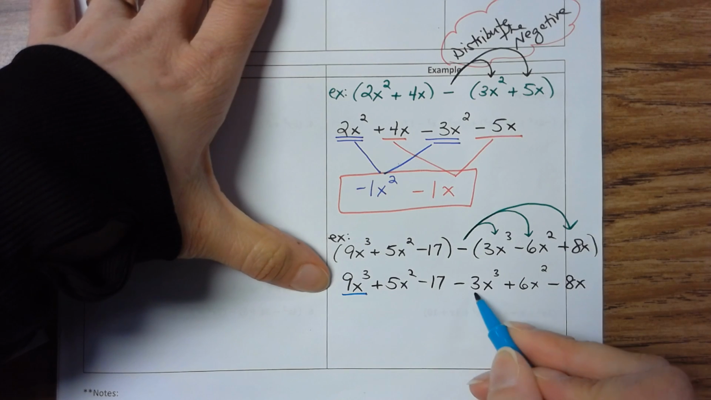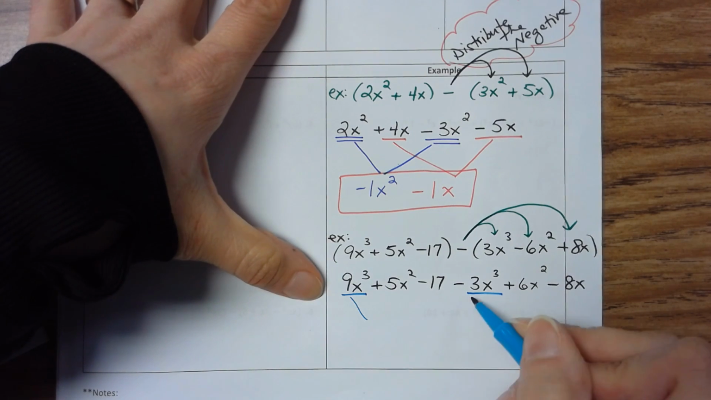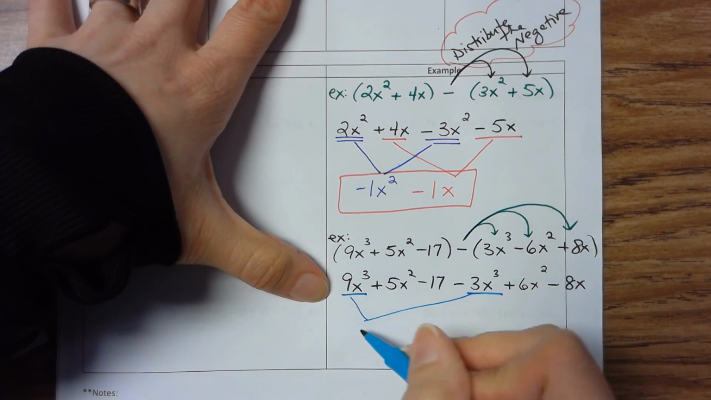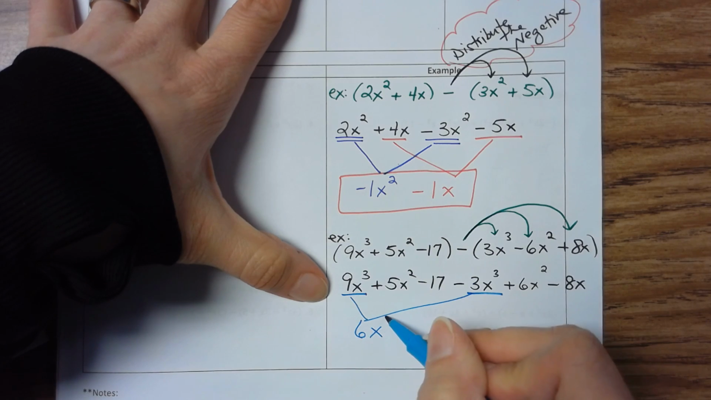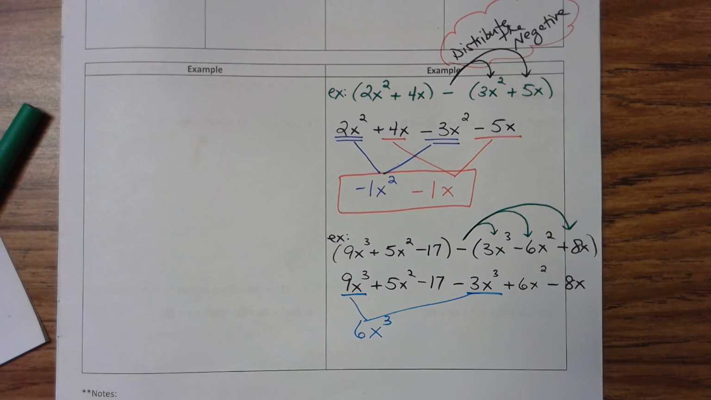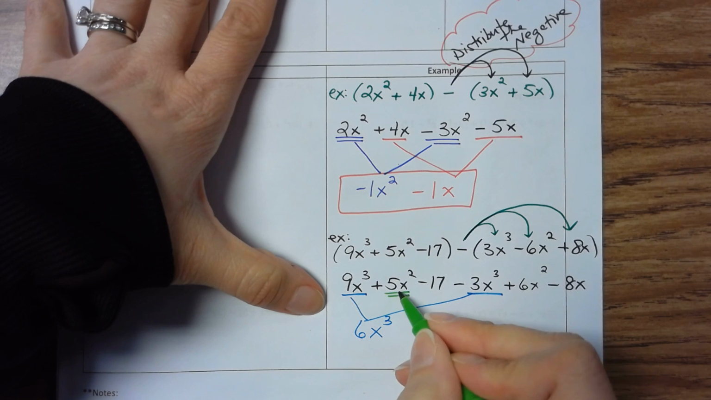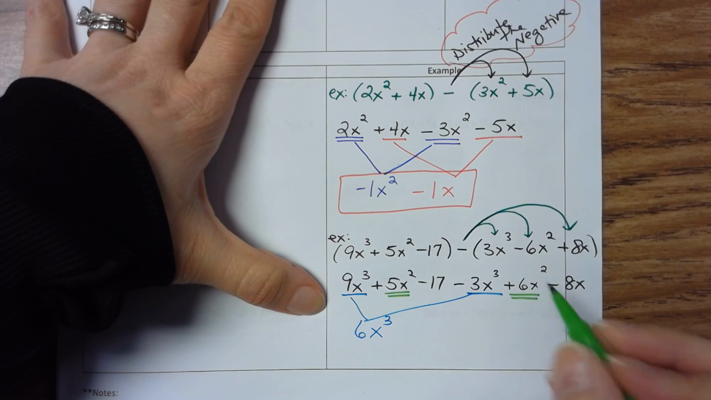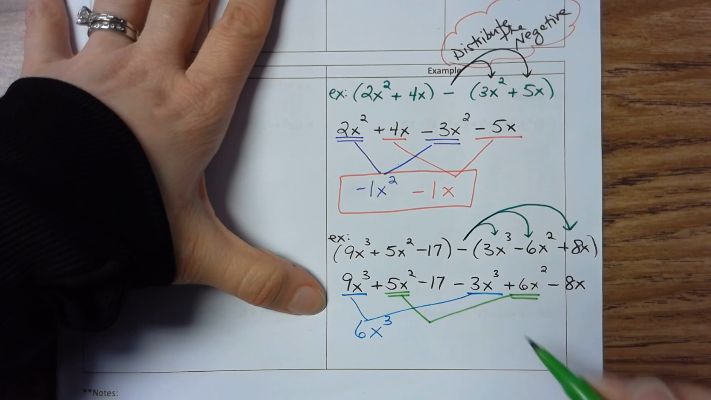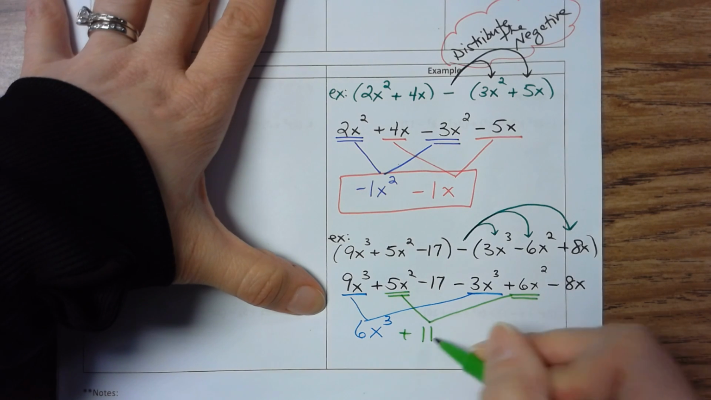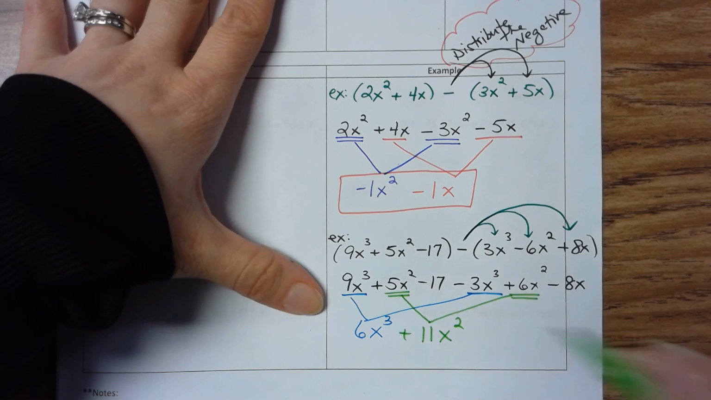Here's some x cubes, and here's some x cubes. So let's go and put those together. 9 minus 3 makes 6x cubed. All right. After the cubics come the quadratics. Let's take a look and see if we have any x squareds. Positive 5x squared, and positive 6x squared. Those two can go together to make positive 11x squared.